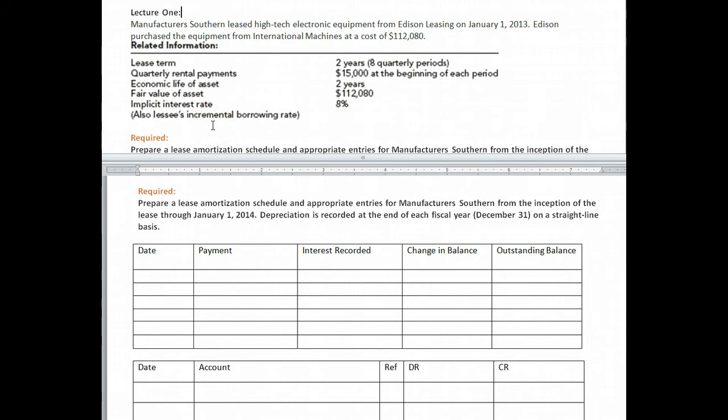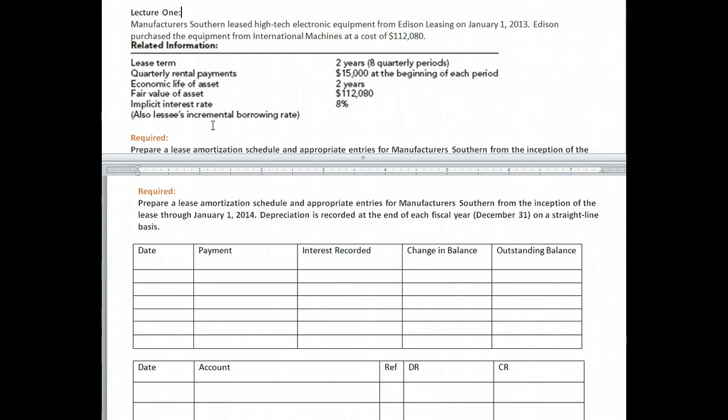Now, a couple of things. The implicit rate is the rate of return for the lessor. The incremental borrowing rate is the amount the lessee would borrow if they were to finance the lease or finance a purchase of the asset. So those two are important.